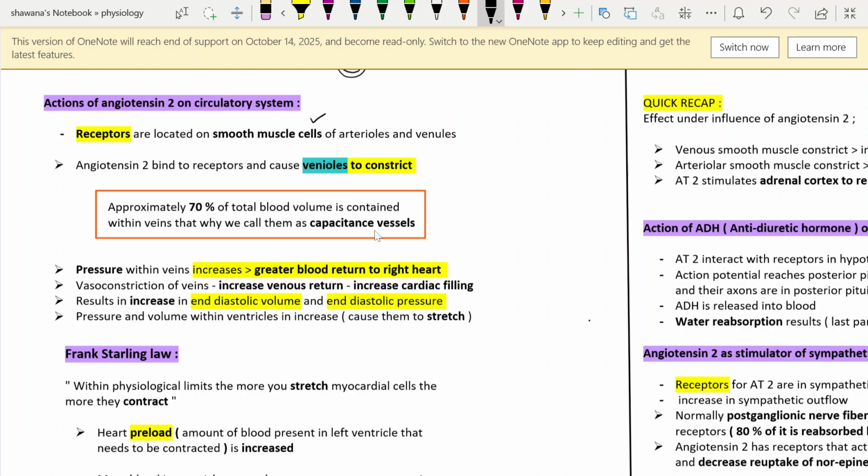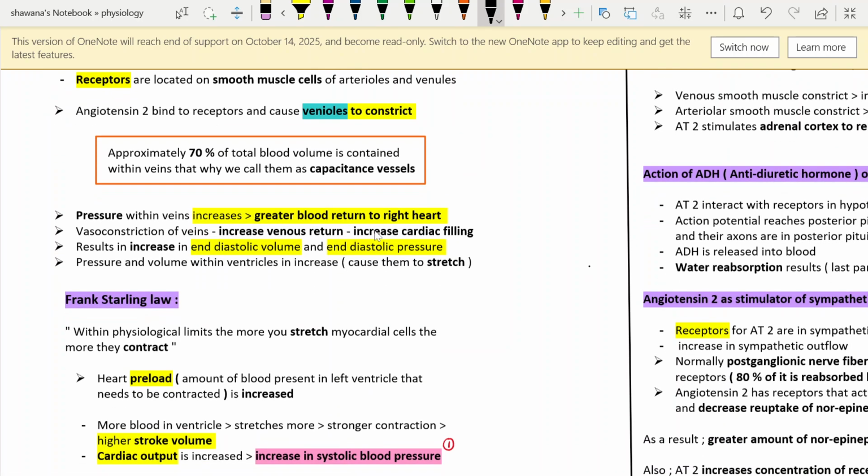First of all, when angiotensin 2 binds to the receptors, it causes the venules to constrict. As you know, 70% of the blood volume is contained in the veins, and that's why we call the veins the capacitance vessels, because they have a high capacity to contain blood. It means that when the venules are constricted, the pressure inside the vein starts to increase. When the pressure in the vein increases, it will cause greater blood return to the right heart.